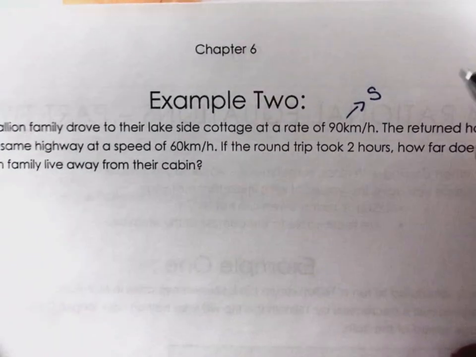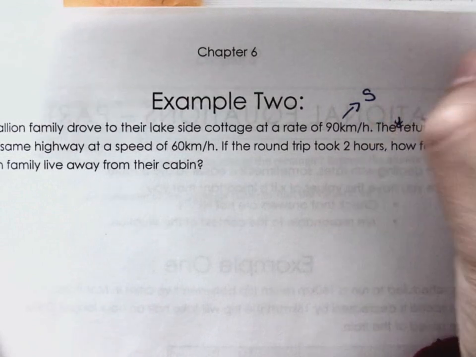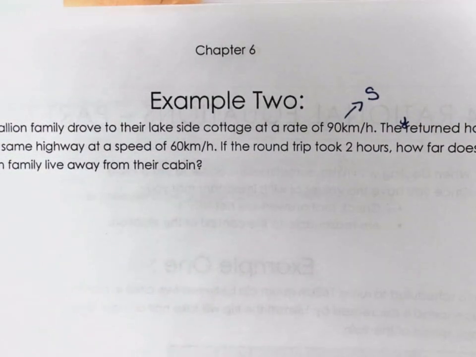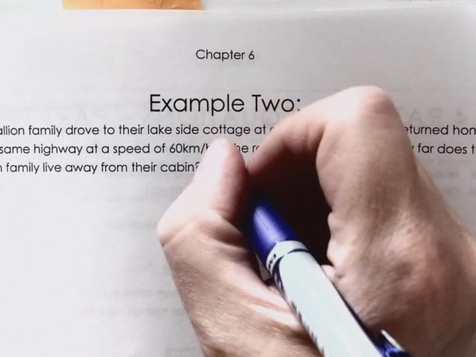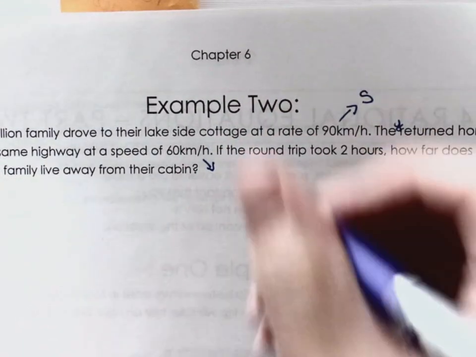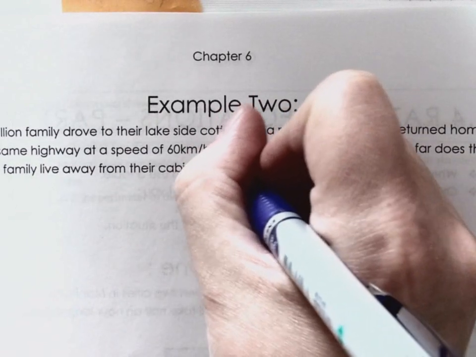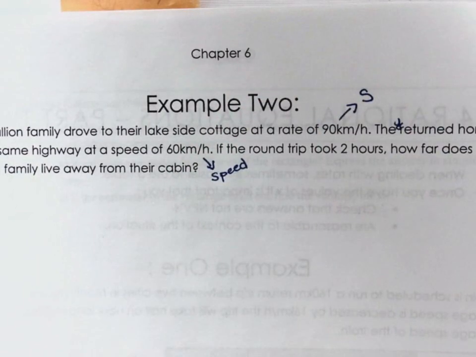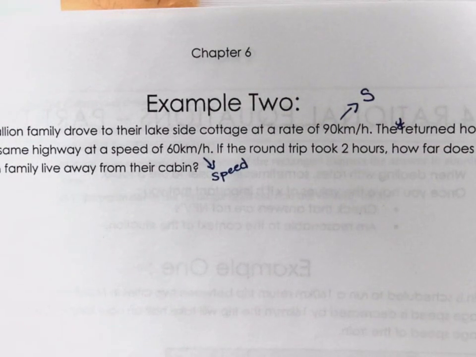They returned home on the same highway at a speed of 60 kilometers an hour. V1, V2. Okay, V1, V2, I like it. What do we know about distance if we traveled the same highway home? V2 minus V1.